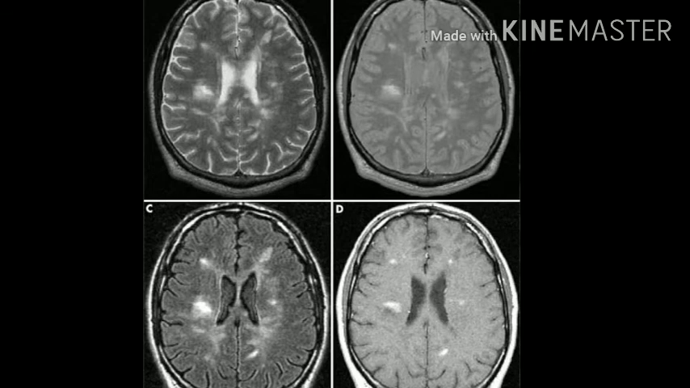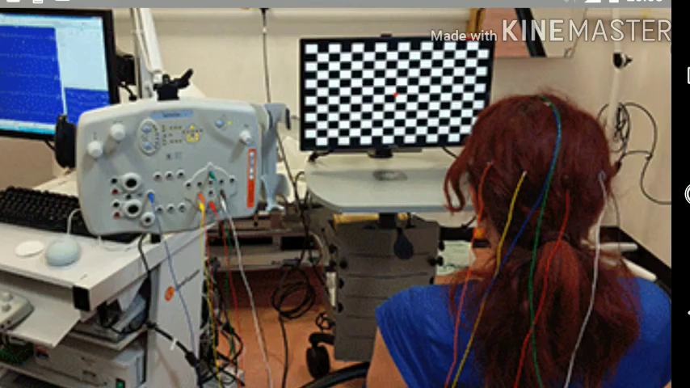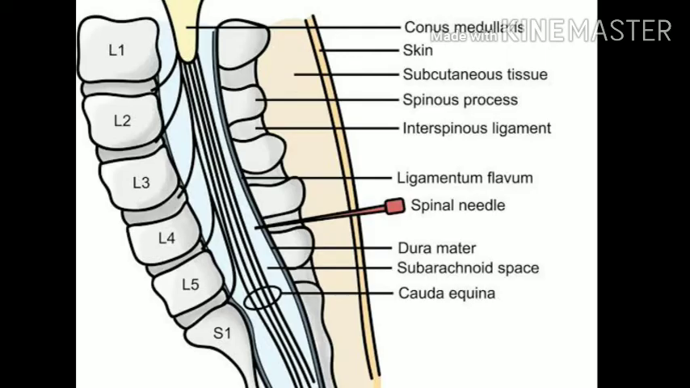For multiple sclerosis, there are no identical investigations or tests to carry out to rule out the diagnosis. Investigations are based on the signs and symptoms only. Mainly, we are doing blood test, MRI scan, evoked potential test, lumbar puncture or spinal tap.